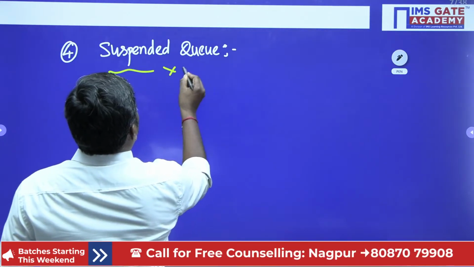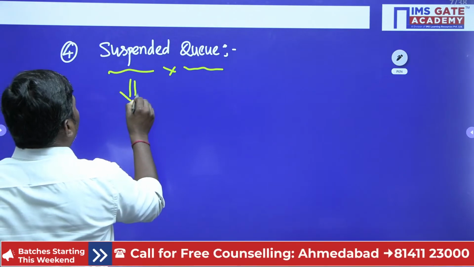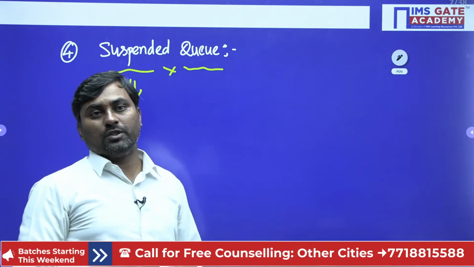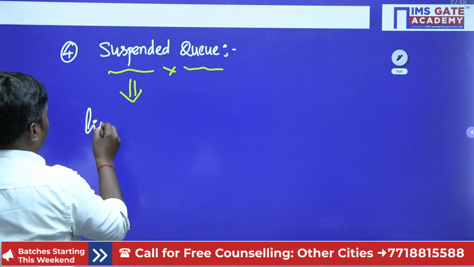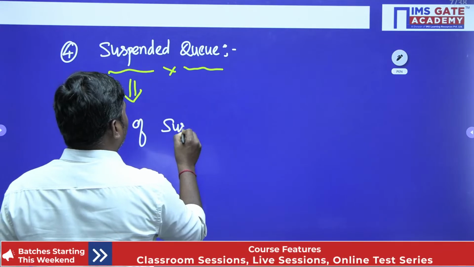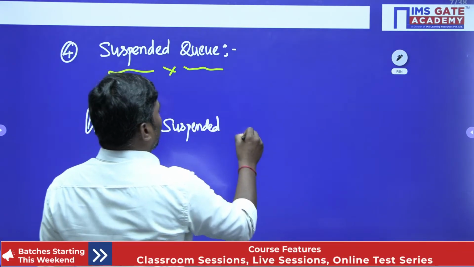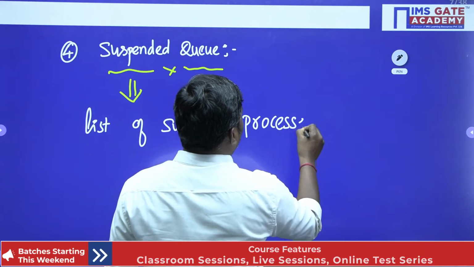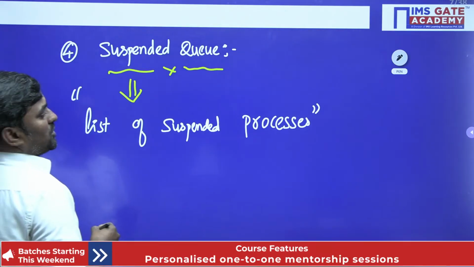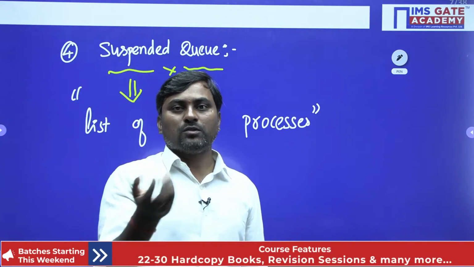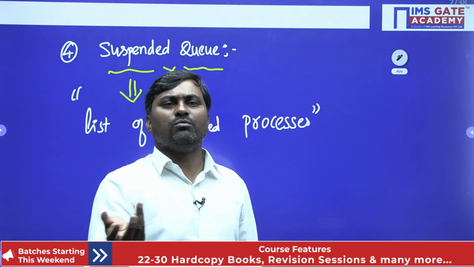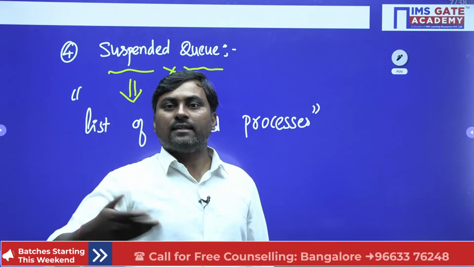Suspended queue. Please understand. Under a multi-program environment, I discussed a process state transition diagram in which I introduced the ready suspend state and the block suspended state. When you suspend a process, the suspended queue contains the list of suspended processes. Whenever you want to suspend a process, you send it into secondary memory, and there we place it in the suspend queue so that you can resume it later.